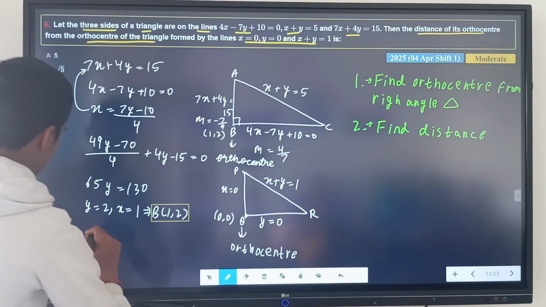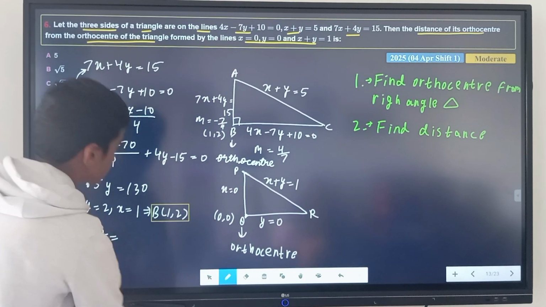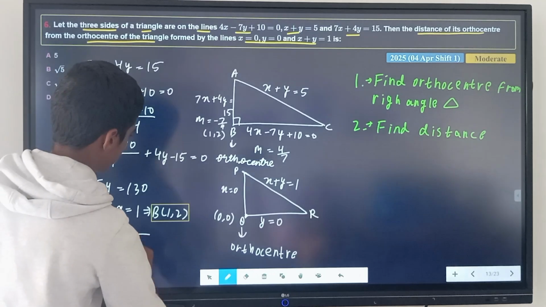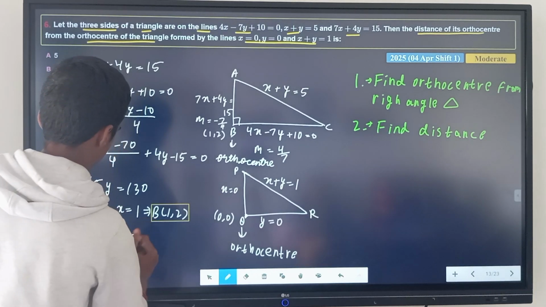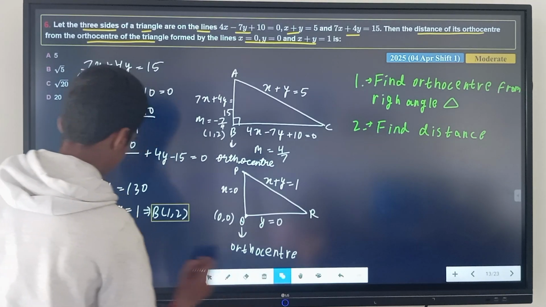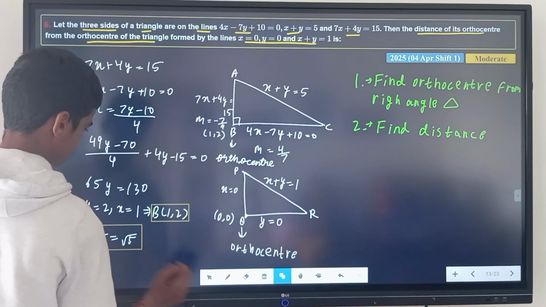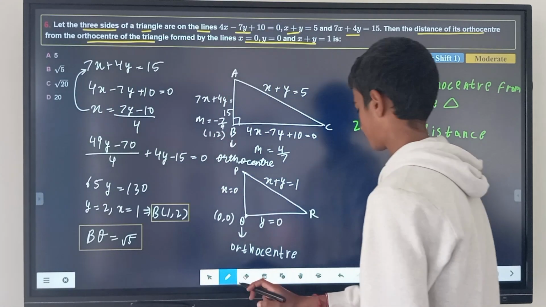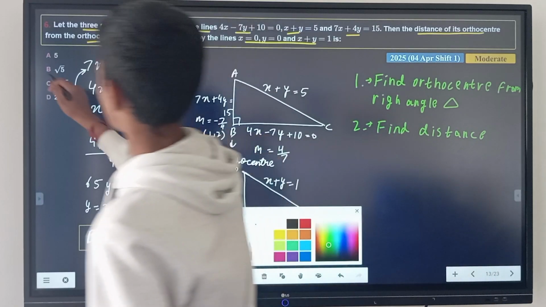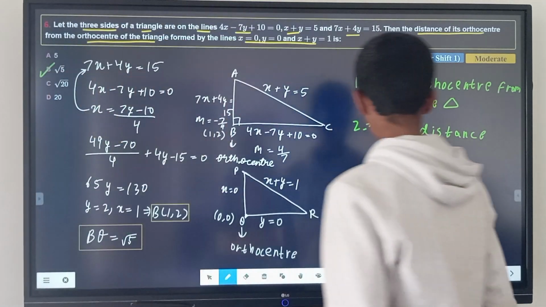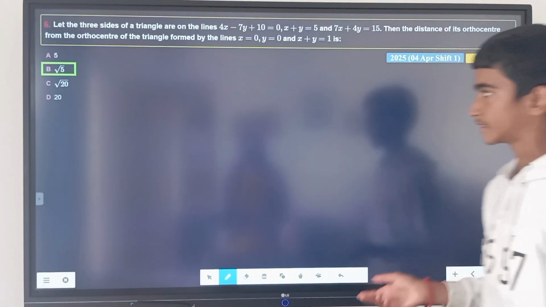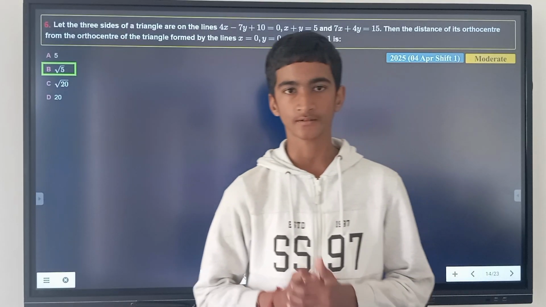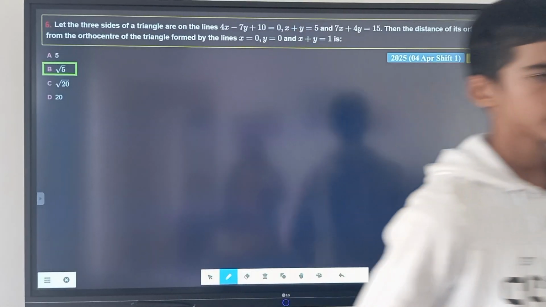So from here, distance between B and Q will be under root of 4 plus 1, which is root 5. From here, our answer is option B. And here is our solution, and we can see that our answer is correct.